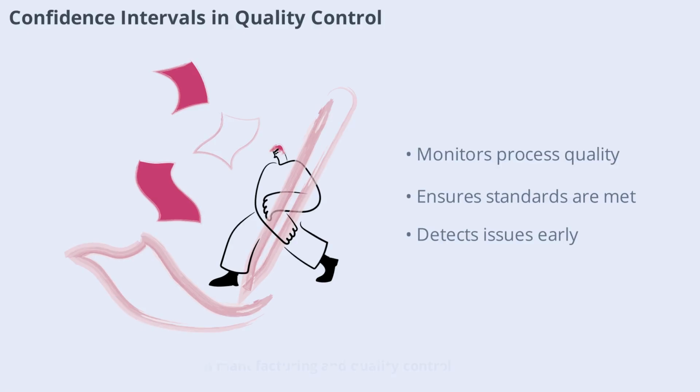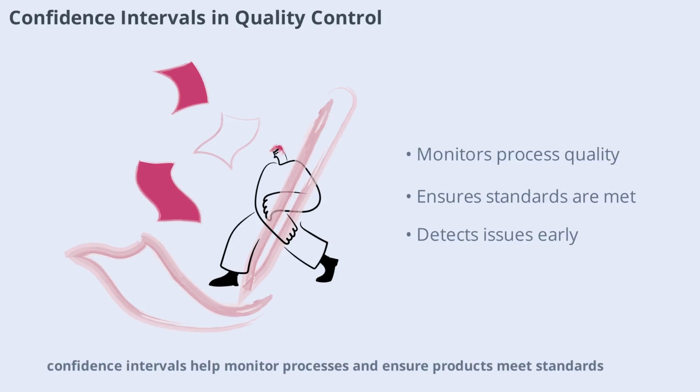In manufacturing and quality control, confidence intervals help monitor processes and ensure products meet standards. For example, a factory might use intervals to check if the average weight of a product stays within acceptable limits. This helps catch problems early and maintain high quality.